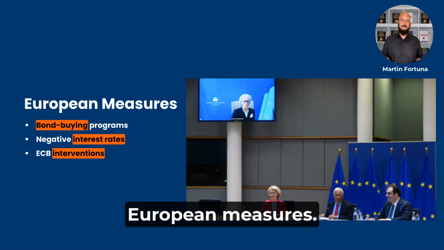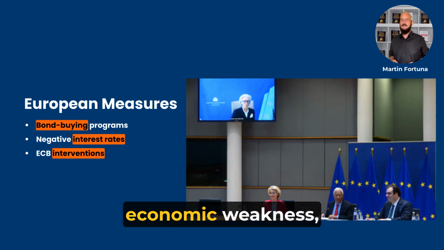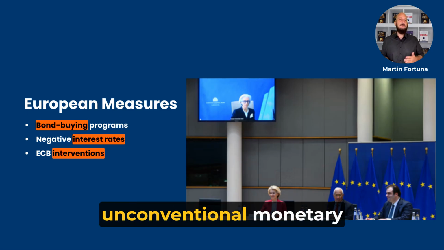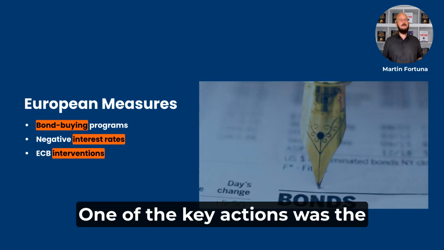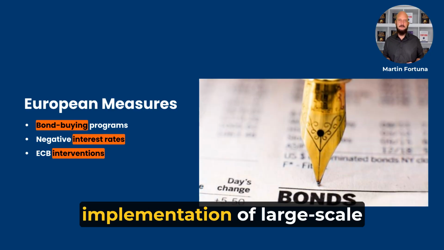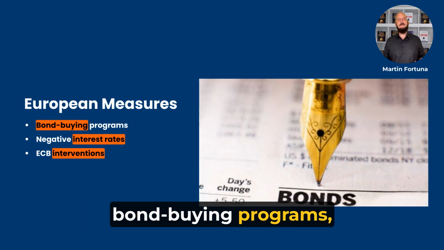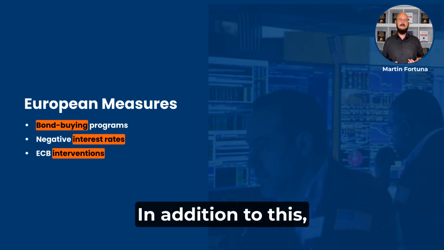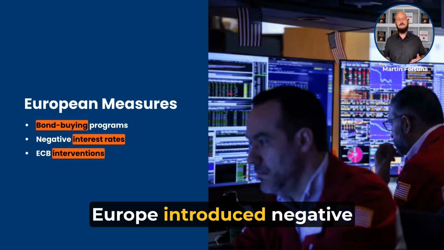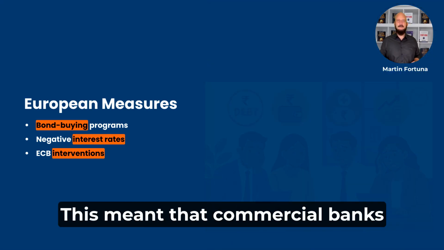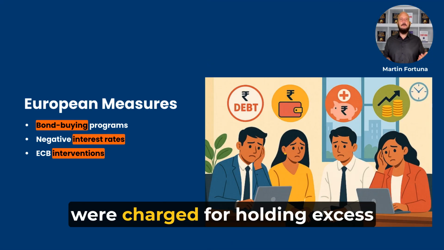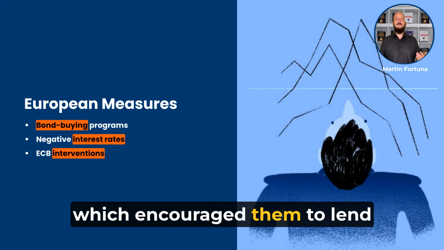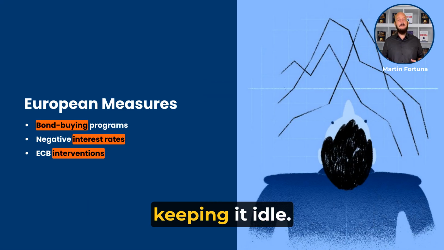European measures. In response to ongoing economic weakness, the European Central Bank introduced a range of unconventional monetary policies. One of the key actions was the implementation of large-scale bond buying programs, similar to quantitative easing used in other parts of the world. In addition to this, Europe introduced negative interest rates. This meant that commercial banks were charged for holding excess reserves at the central bank, which encouraged them to lend more money instead of keeping it idle.